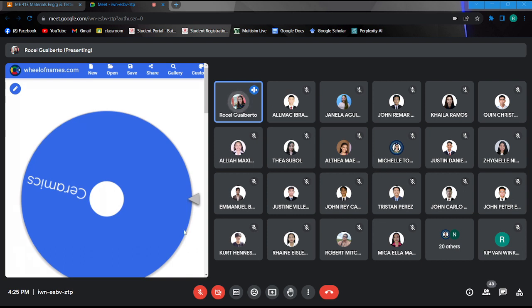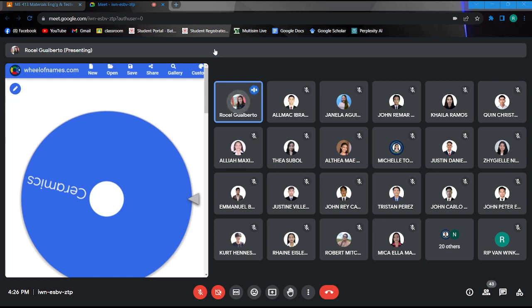Yung una po would be 10 mm diameter. Ang pangalawa po is 12 millimeter diameter, at ang pangatlo po ay 16 millimeter diameter. Tatlong specimen ang daladala per group. Lahat po ng length ay 460 mm. Ang diameters would be 10, 12, and 16.